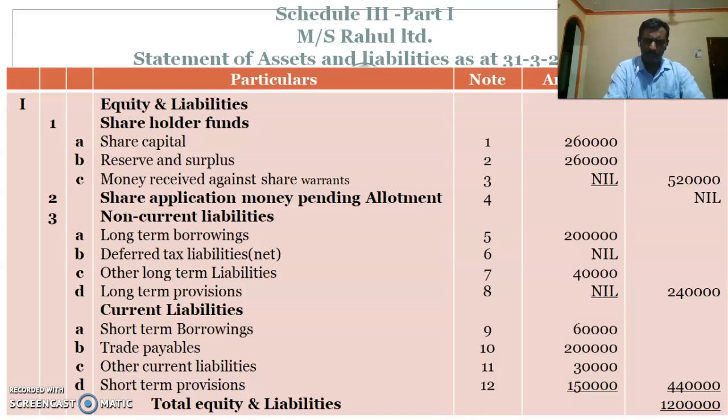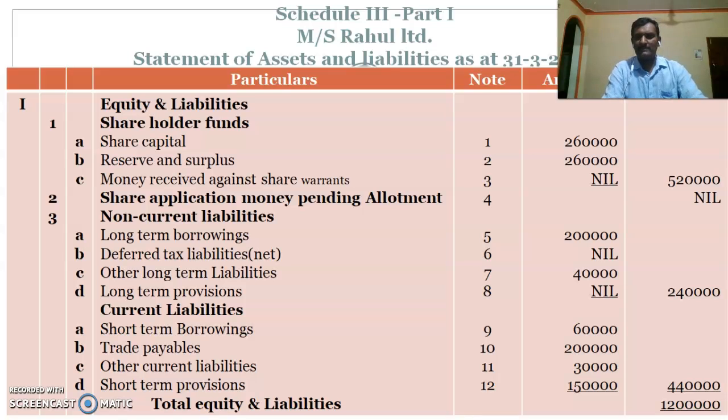In these four items, we have only two pieces of information available in the problem, and for that we have made the notes and we have got the balance as rupees 2,40,000. The total is taken to the outer column, rupees 2,40,000. And the fourth important head here is current liabilities. It has four items: short-term borrowings, trade payables, other current liabilities, and short-term provisions.